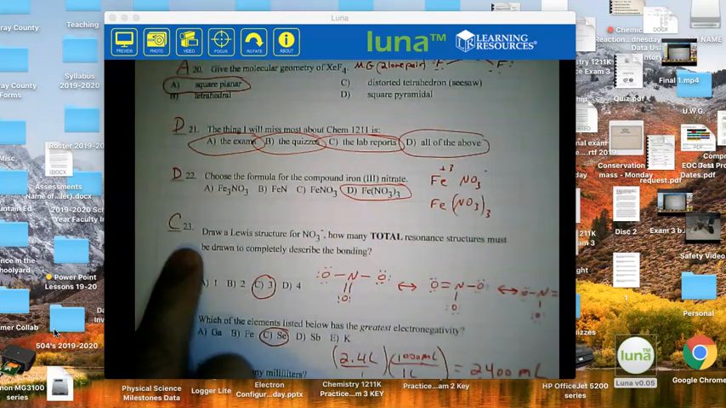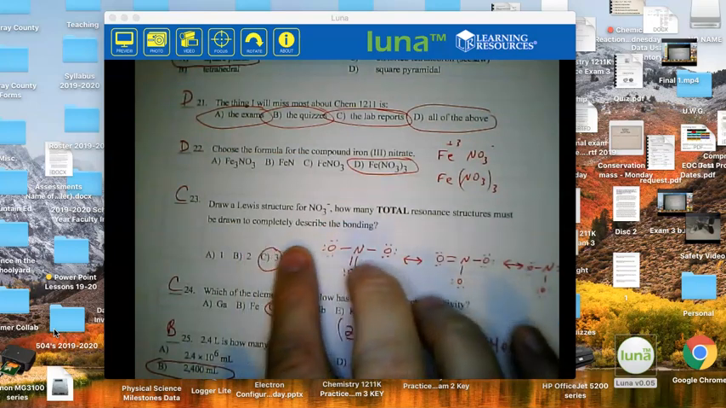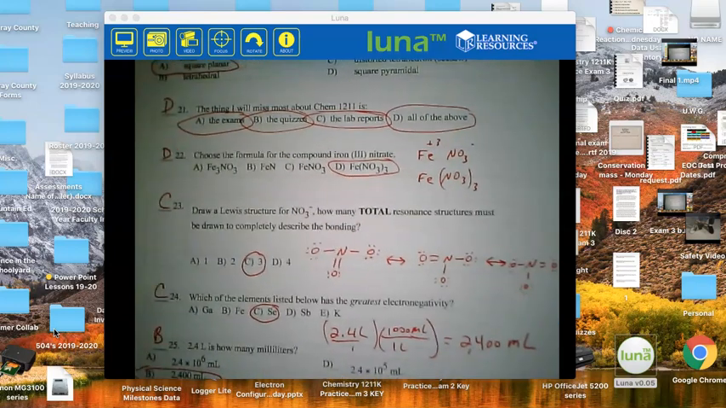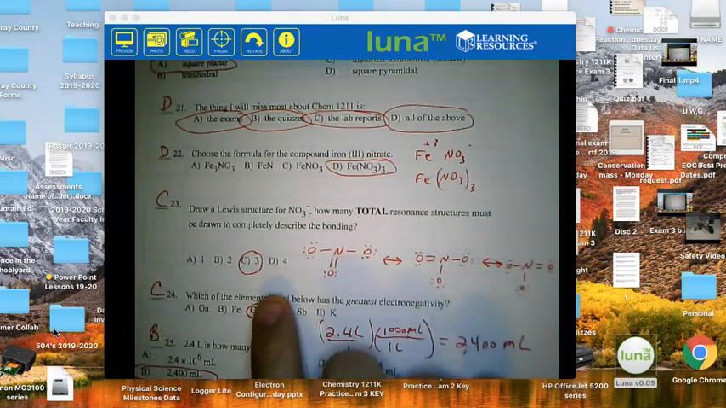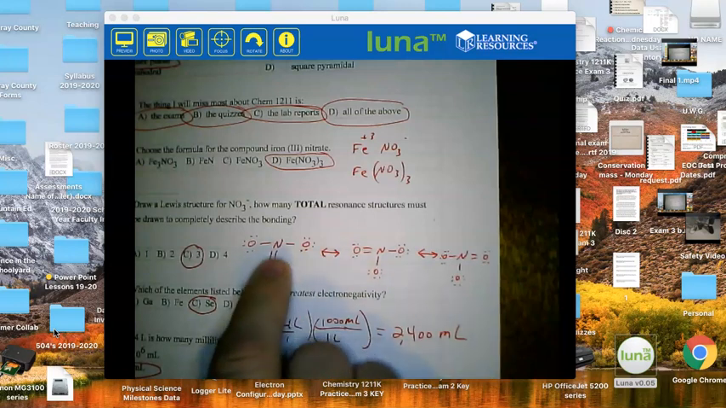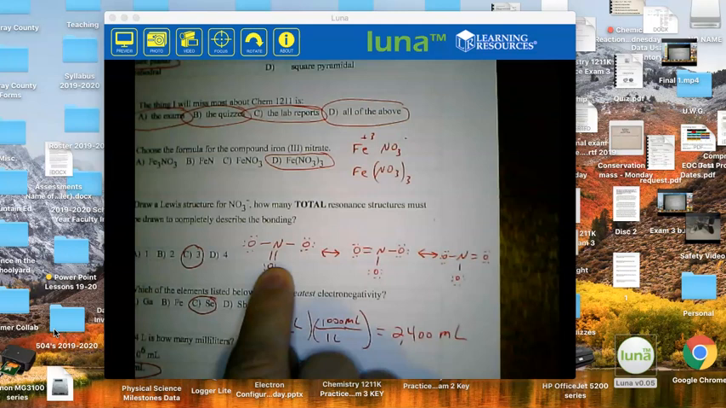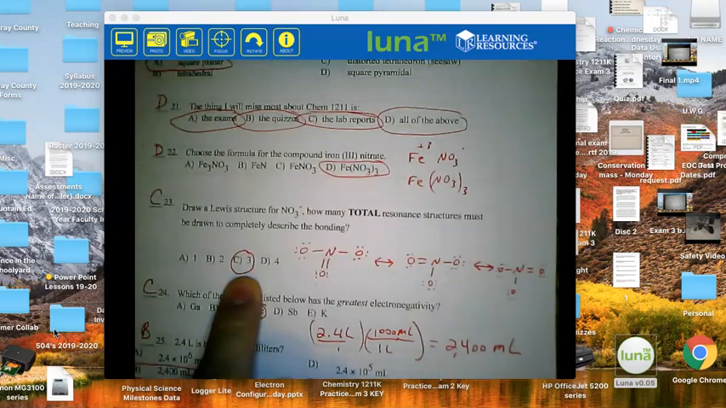Number 23, draw a Lewis dot structure for NO3-. How many total resonance structures must be drawn to completely describe the bonding? Okay, so when we draw one of these, you don't have to draw all of them, it's a multiple choice question. You could look at it and tell that you're going to have one single bond. I can write it here in the middle, on the left-hand side, or on the right-hand side. But these are 3 resonance structures. Okay, so your answer there is just 3.